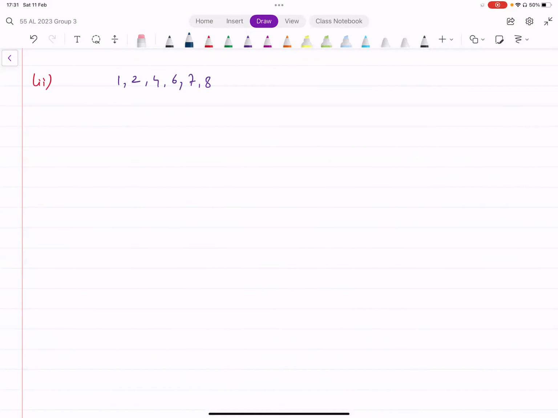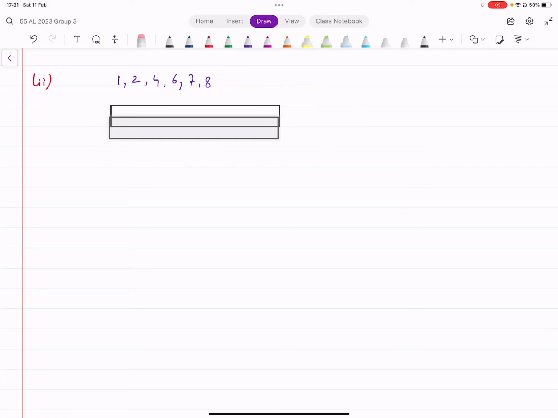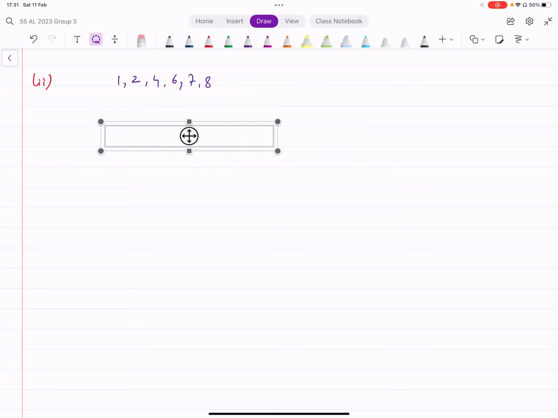Okay, now 20,000 और 30,000 के दरम्यान में जो भी number होगा, it's going to be a 5-digit number, right? So we have 5 places. 20,000 और 30,000 के दरम्यान में आपके पास, आपको पता है 5 digits ही आ सकते हैं.